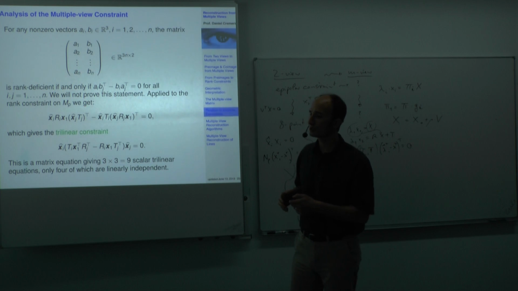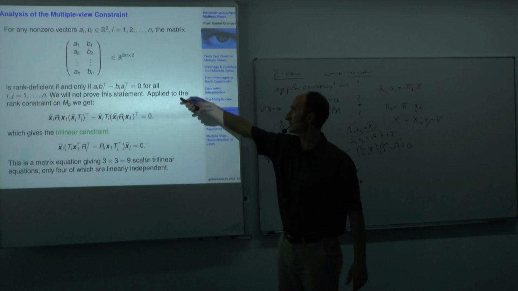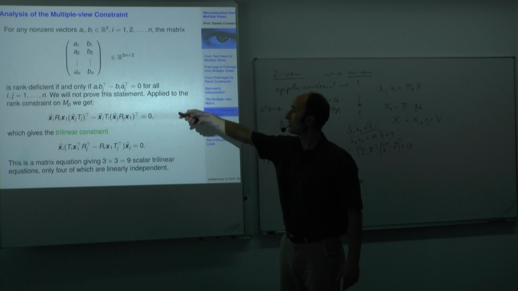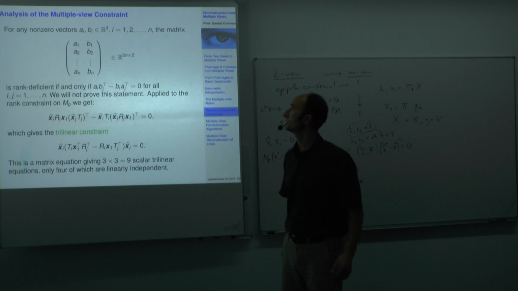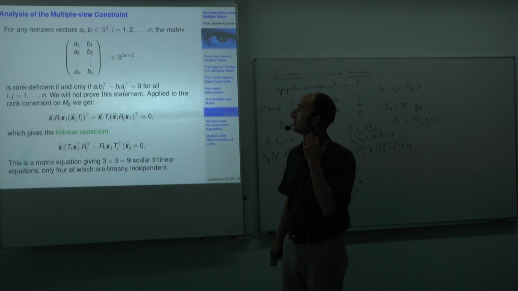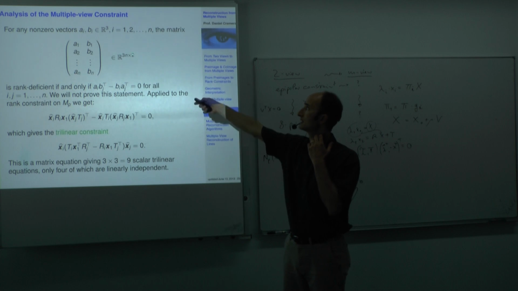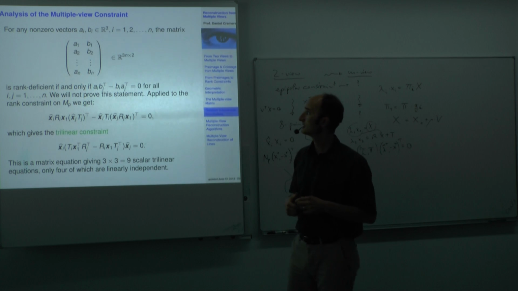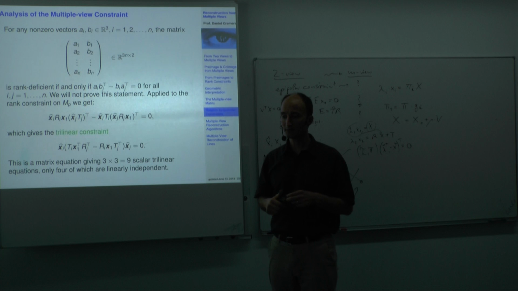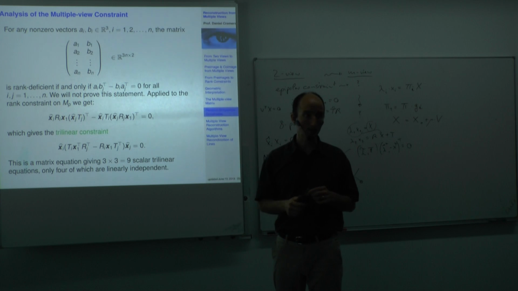If we take this multiview matrix, it's a matrix, as I said, with two columns, and now I'll write the two columns in this fashion. And we are saying the matrix that has two columns is rank deficient, so it has at most rank 1.